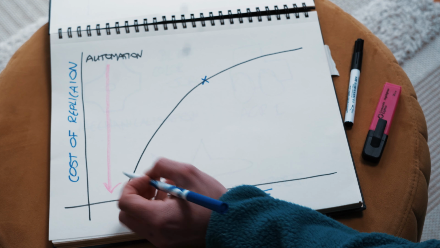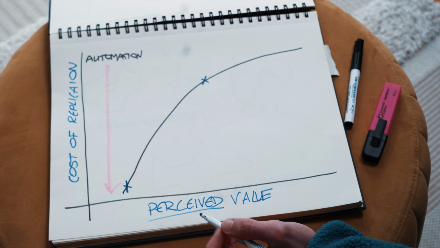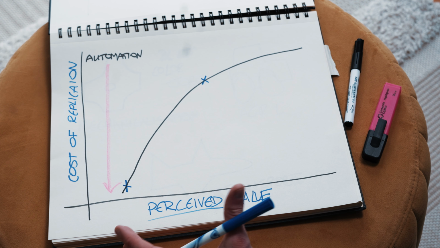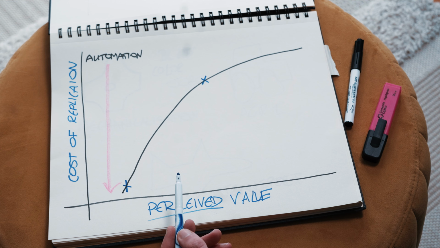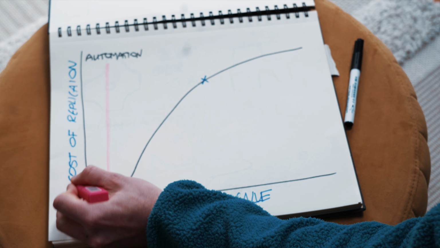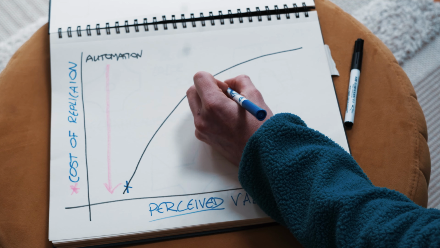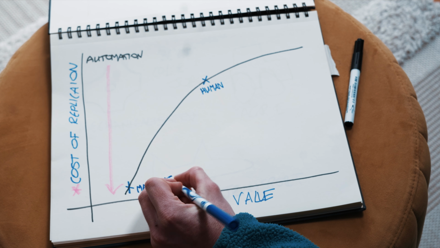But now, thanks to automation, the cost is practically nothing. But does that mean the value also corresponds to nothing? Not necessarily, and this is where this type of automation is different. It's different because this time automation is no longer defined by efficiency or cost of replication. It's starting to blur the line between what's human and what's machine.